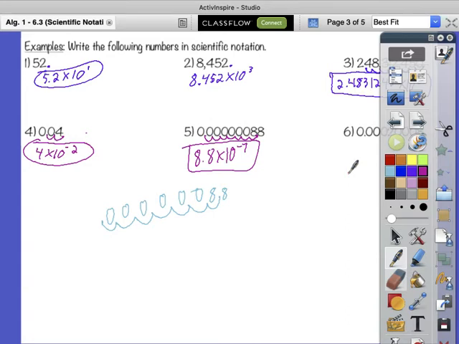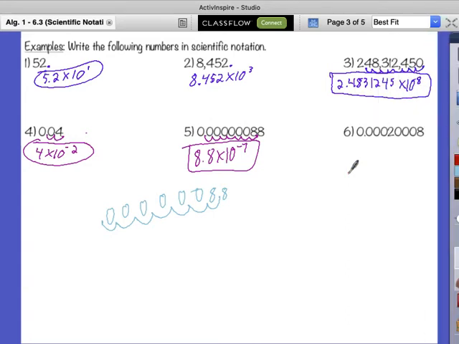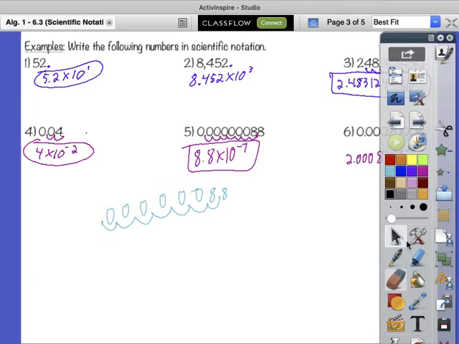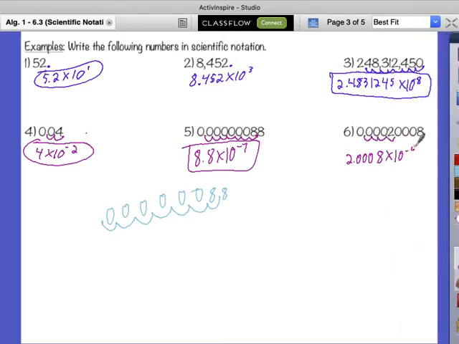Now number 6. This one's a little tricky. Can anybody tell me what we think we'd have at number 6? Levi. 2.0008 times 10 to the negative fourth. I agree. 2.03 times 10 to the negative 4. Okay? So we have to move it 1, 2, 3, 4 times. And we need these zeros here.